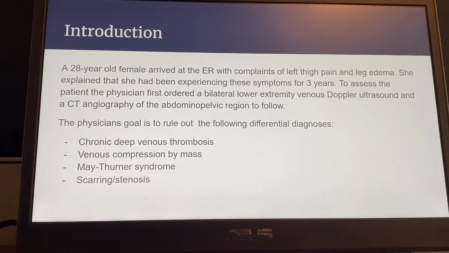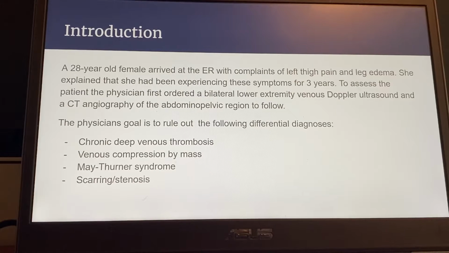Just a quick introduction of the patient. There is a 28-year-old female who arrived at the ER with complaints of having left upper thigh pain and leg edema from her hip down to her ankle on that left side. She said that she had been having these symptoms for about 3 years, but within the last couple of days they began to be more persistent.